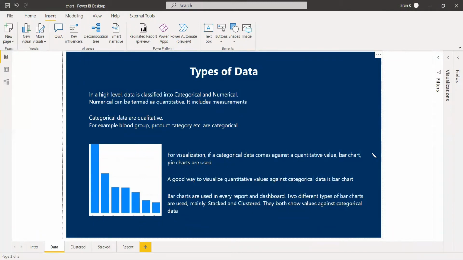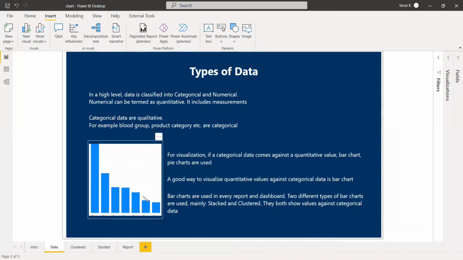So for visualizing categorical data, if it is coming against the quantitative value, you can use bar chart or pie chart. In this visual, x-axis is for category and y-axis is for quantitative. You can do vice versa also. You can use the y for category and x for quantitative also. So both these are used in Power BI.